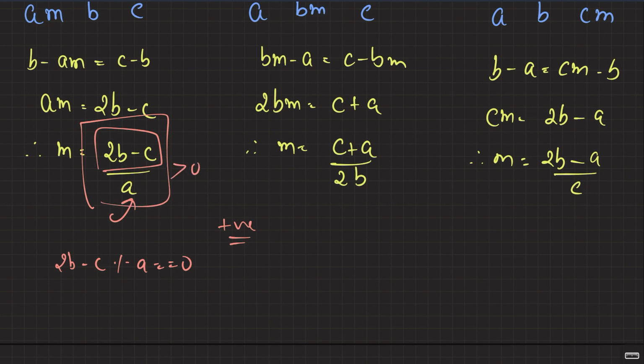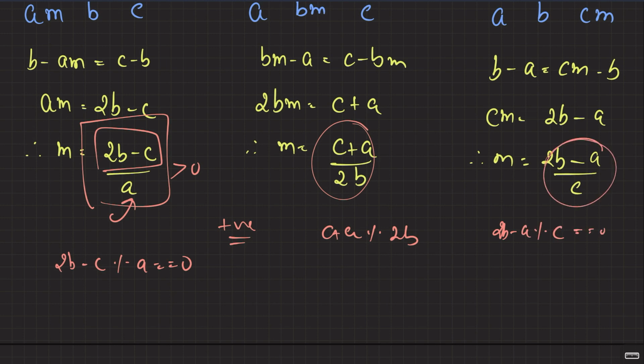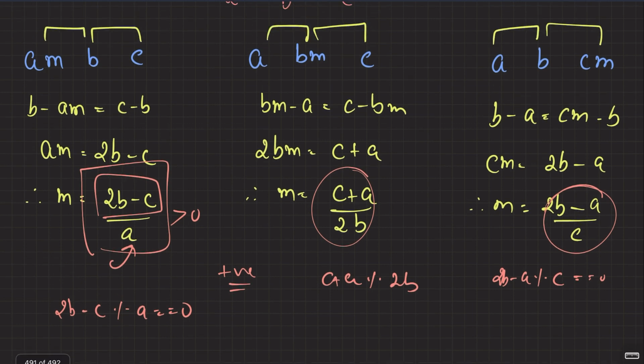Fine. In this case, you need not check whether the entire thing is greater than 0, but you just need to check whether C plus A is divisible by 2B. Because if C plus A is divisible by 2B, then C plus A over 2B will anyway be positive, right? Fine. And in this case, you need to check whether 2B minus A is divisible by C, and this entire thing is greater than 0. Fine. So simple, right? I don't think there's much to discuss here.